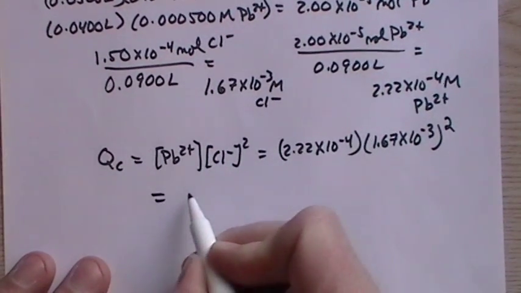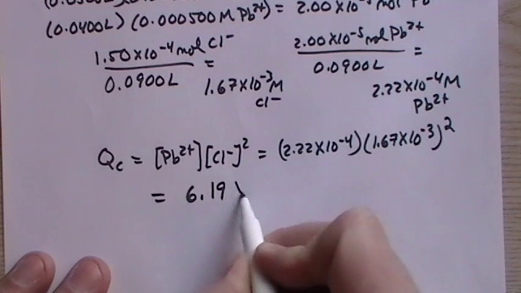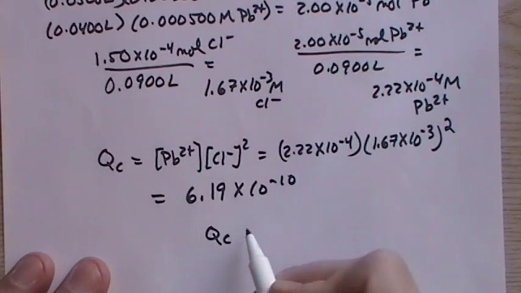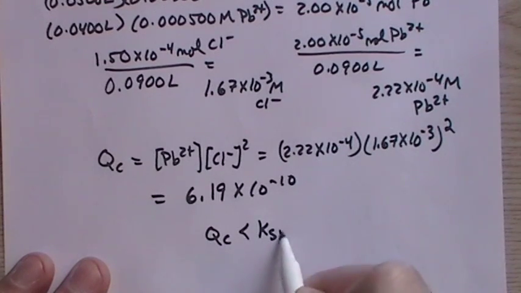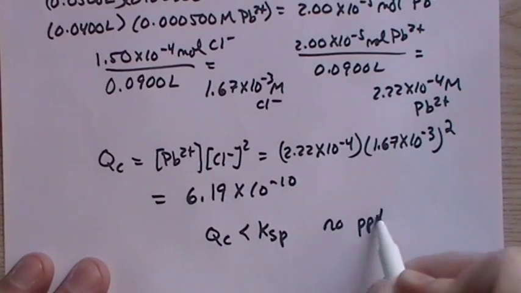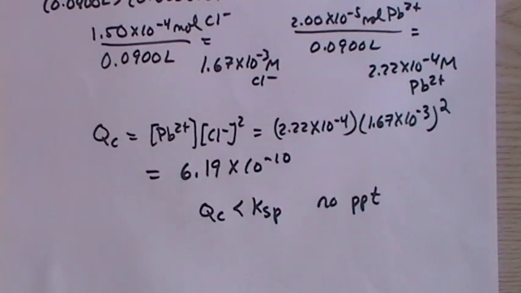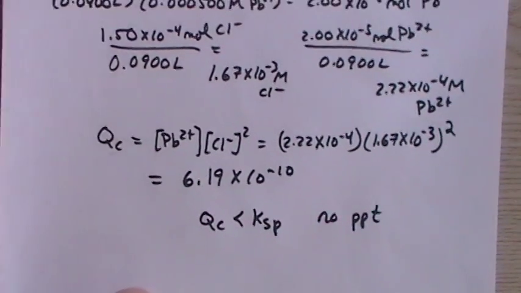And then this is equal to 6.19 times 10 to the minus 10, and QC then is less than KSP. So no precipitate. I'm just going to use lowercase ppt. Used to that. Okay, so let's try another one.